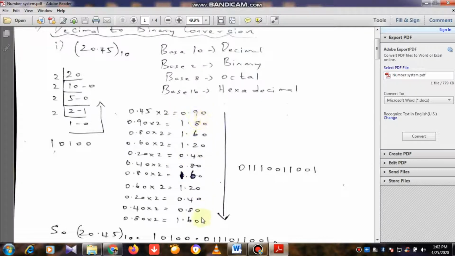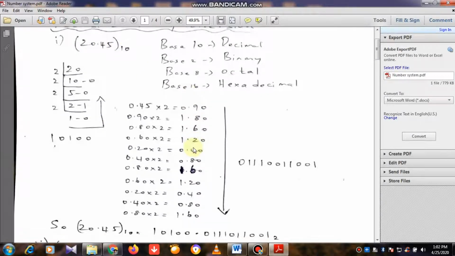So I continue the process up to n number of steps, and I write the binary representation for the given number 0.45 from top to bottom. Here it is from bottom to top, but here you have to write it from top to bottom, that is 0111. So this is the binary representation for the given number 0.45. From this you can conclude that for the number in front of the decimal point, you write it from bottom to top, whereas for the fractional part you write it from top to bottom.